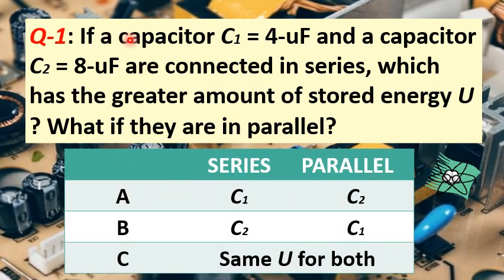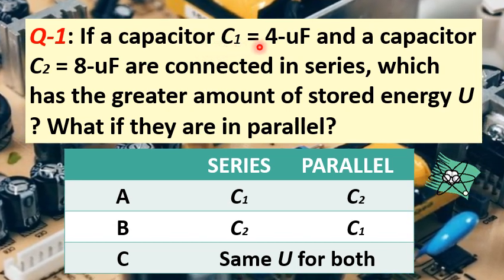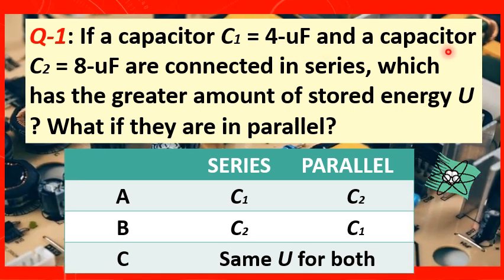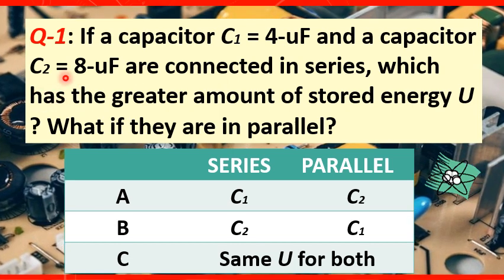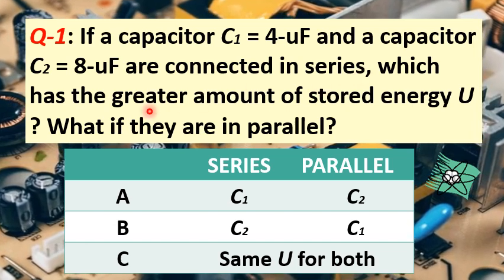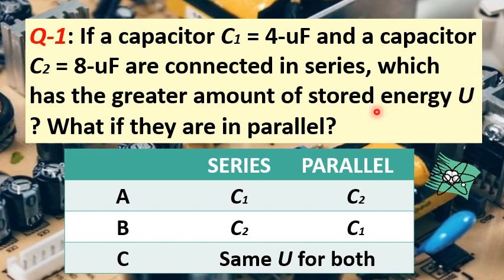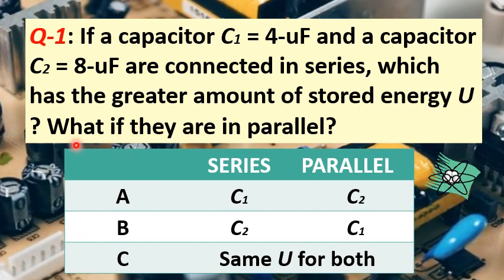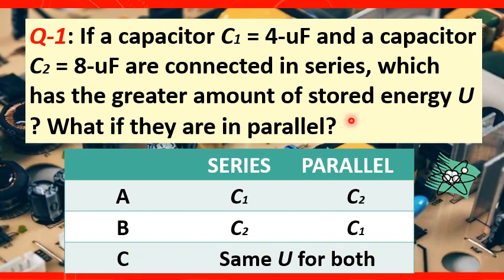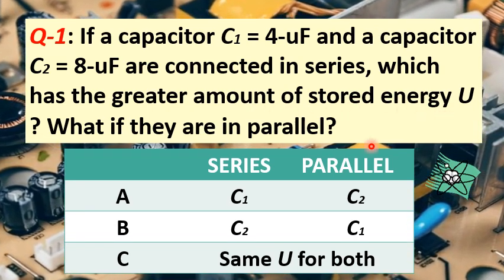Question number 1. If a capacitor C1 is equal to 4 microfarad and another capacitor C2 equals 8 microfarad are connected in series, which has the greater amount of stored energy, capital U? What if they are connected in parallel? Which has the greater amount of stored energy?